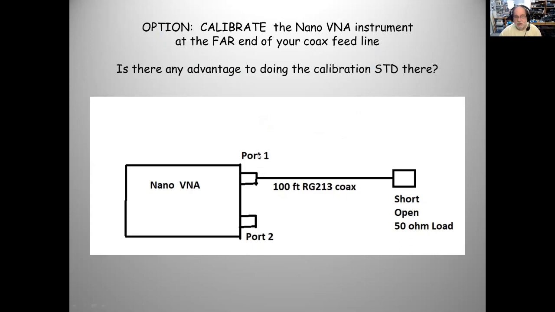So at port 1, I think they call this channel 0, I connect here to the normal size RG213 with some cable adapters. And at the end of 100 feet, which is just coiled up here in my shack, I go back to the SMA, right? And then I put on the short, the open, the load. In other words, what am I doing here? I'm calibrating my NanoVNA at the far end of the 100 feet of coax.